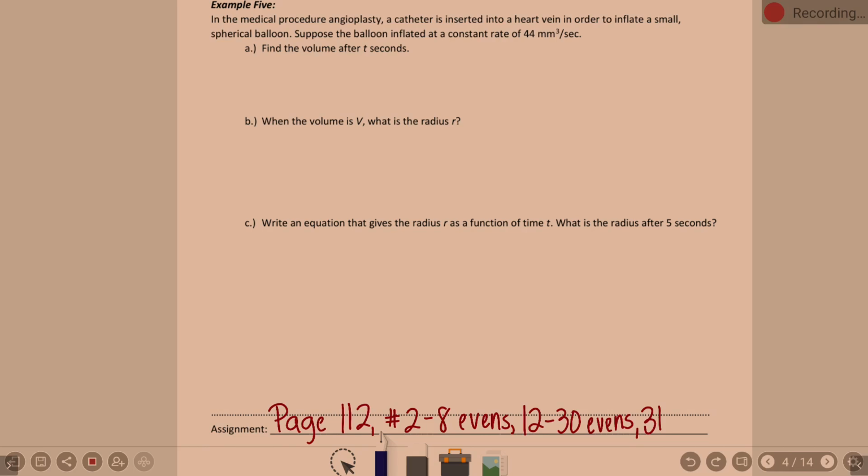Because you're not a medical person? Not insert things in the name. Okay, well. Still gotta do a word problem about it.